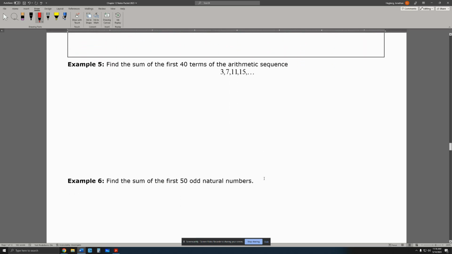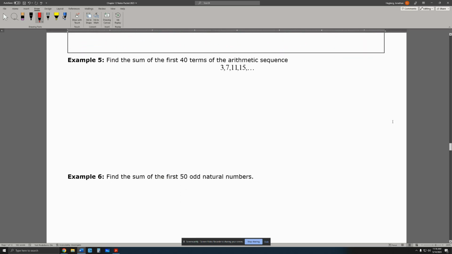So let's try example 5. Find the sum of the first 40 terms of the arithmetic sequence. Okay? So first thing I notice, our first term a is equal to 3. I see that our common difference, every time we are adding 4, so it's positive 4. And we want to know the sum of the first 40 terms, so that tells us n is equal to 40. Okay? So let's try both.